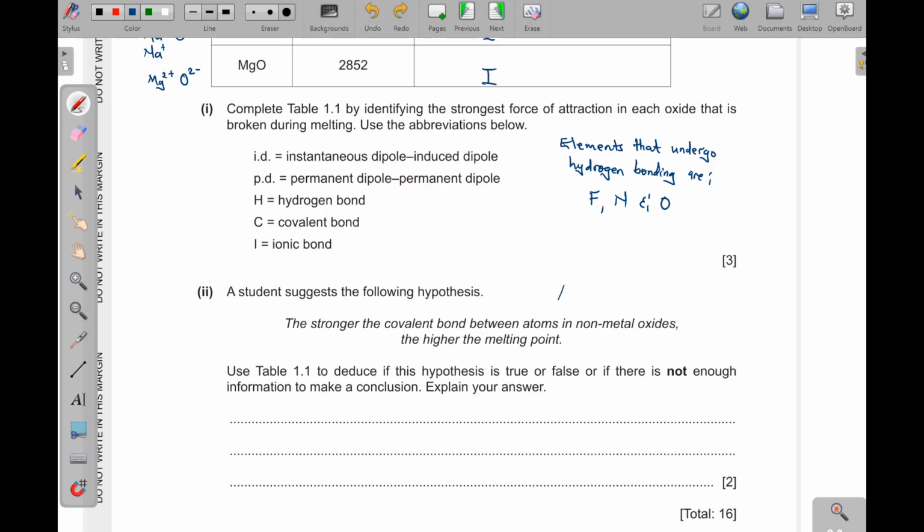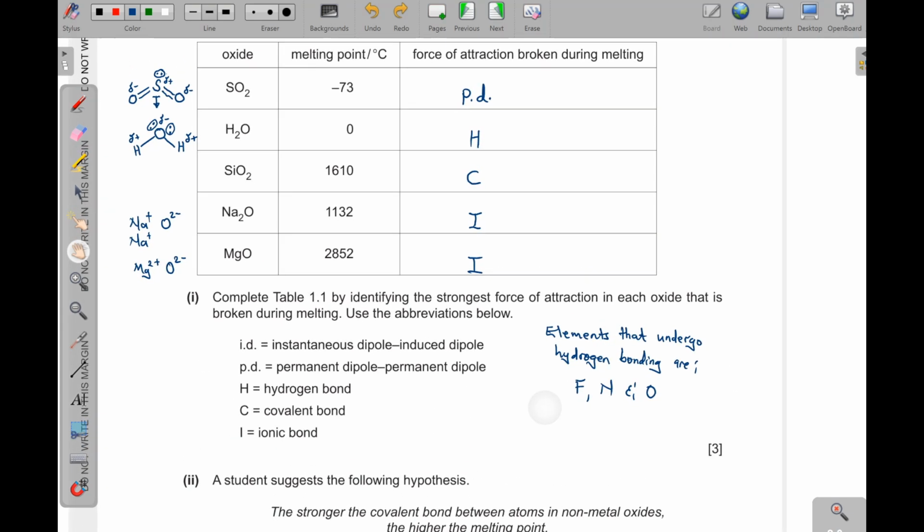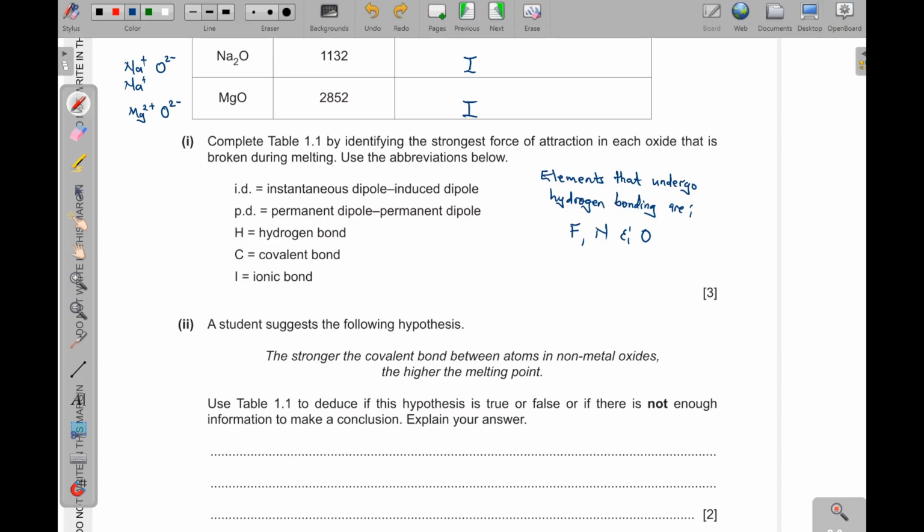So things of the sort. Okay. Now here they are saying that the stronger the covalent bond between the atoms, the higher the melting point, based on what we are having in here. So this person is trying to put up a hypothesis, and they're saying to use this table to deduce if this hypothesis is true or false, or if there is not enough information to make a conclusion, and then you explain your answer. Now, we are going to look at what we are having up here.